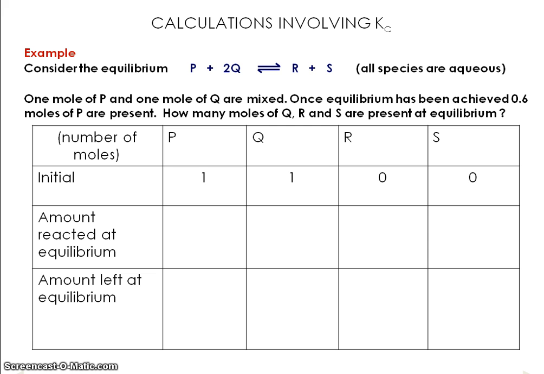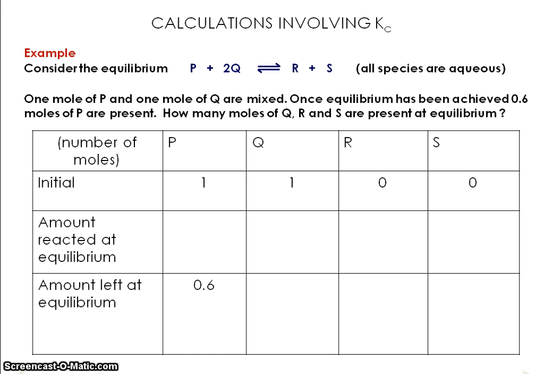So then we need to look in the question and see what other information we've been given. And it says once equilibrium has been achieved, 0.6 moles of P are present. So we can fill in the column for P so that it shows that at equilibrium, the bottom row there, it's got 0.6. So there we have all the information from the question represented in the table.